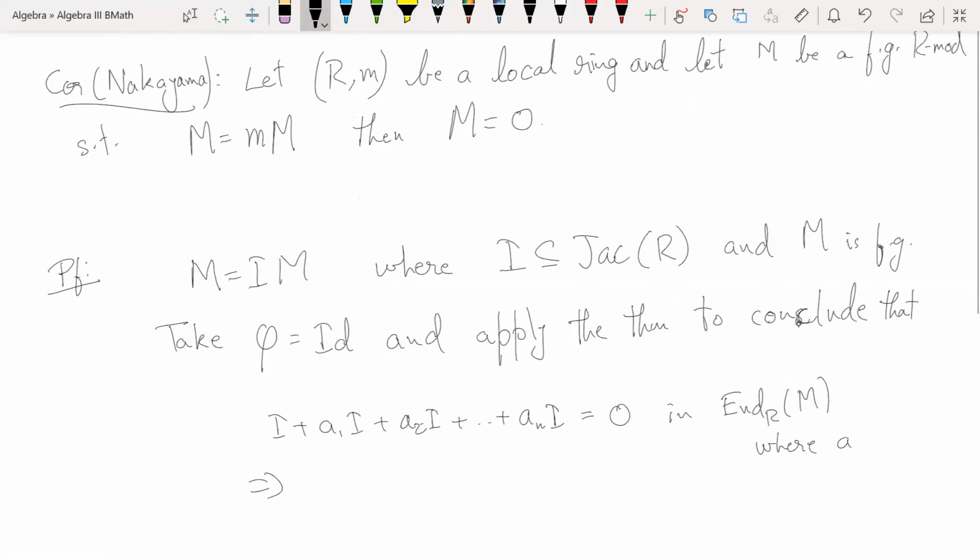where the ai are in some power of I, but as I said, we only need that the ai are in I for all i between 1 and n. So this tells us that 1 plus, let's call the sum of these ai as A, 1 plus A equals 0, where A is a1 plus up to an.